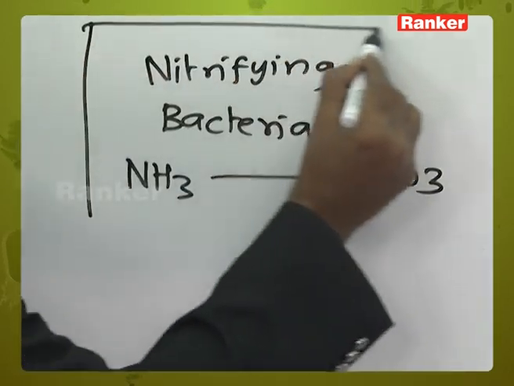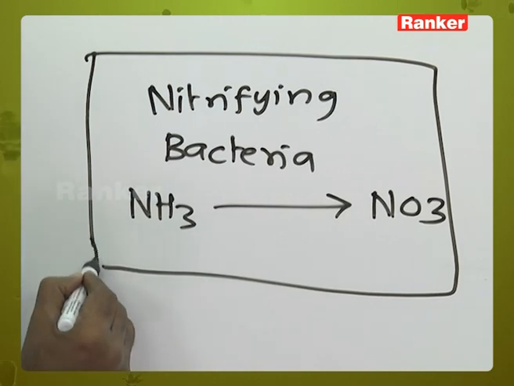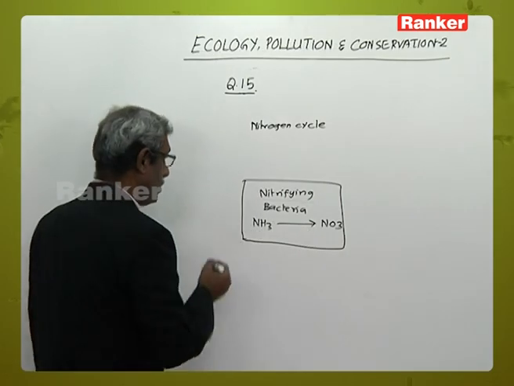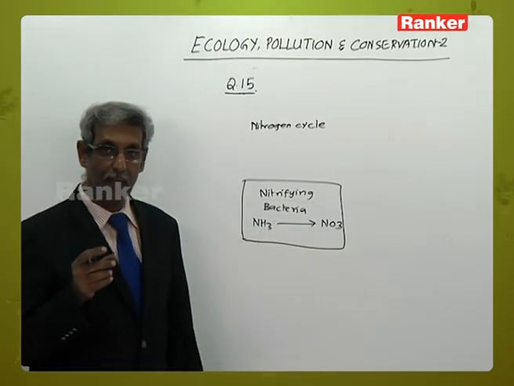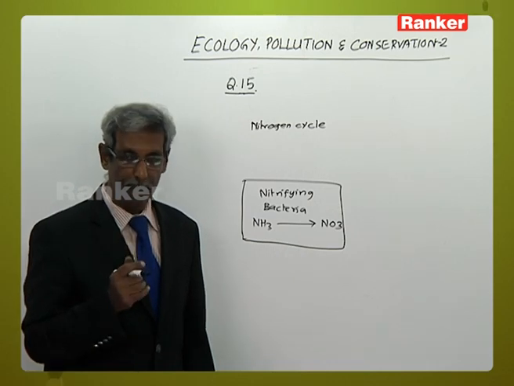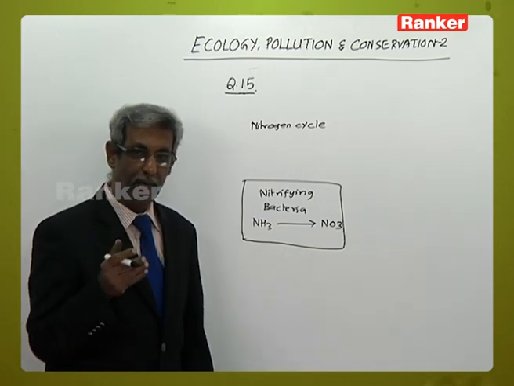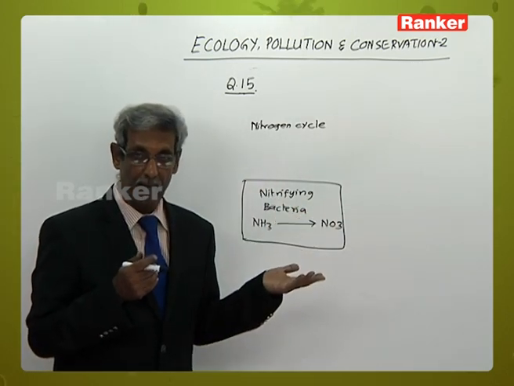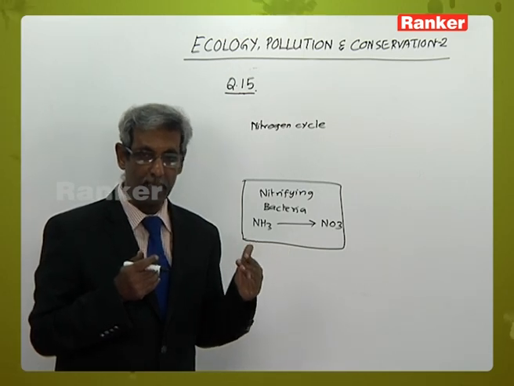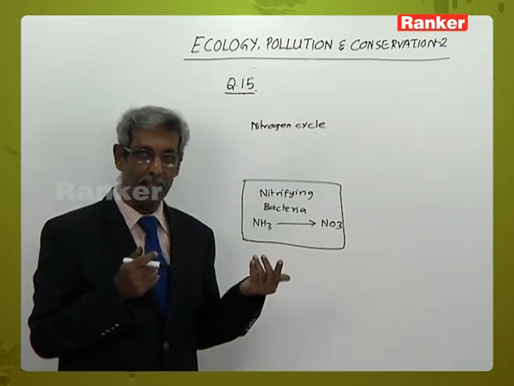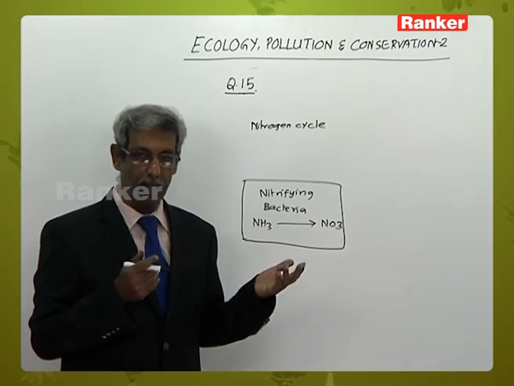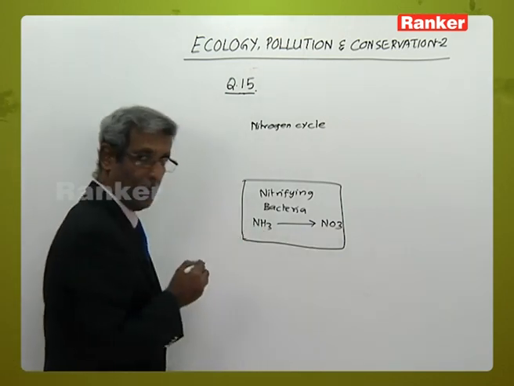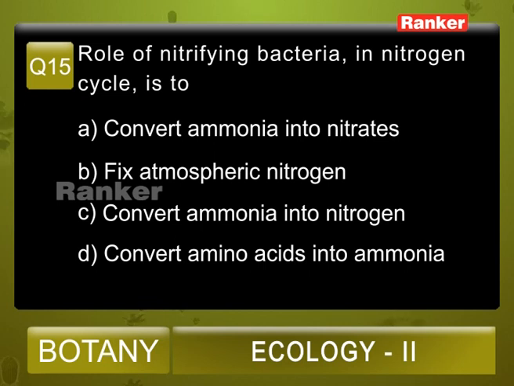So, any bacteria which converts ammonia into nitrates and subsequently into nitrites are primarily termed as nitrifying bacteria. Whereas, those which help in fixing nitrogen are the nitrogen fixing bacteria like rhizobium. Then again, we have certain bacteria which can convert the ammonia back to nitrogen by denitrification. And later on, we also have microorganisms which can convert the amino acids RCH(NH2)COOH into ammonia. So, nitrifying bacteria have primarily the role of converting ammonia to nitrates. Hence, the answer is A.